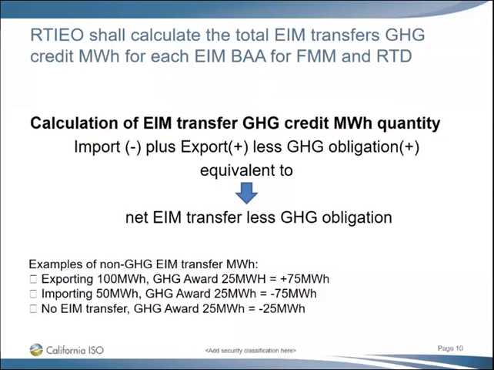So the portion of the EIM transfers that do not correspond to a greenhouse gas compliance obligation under the regulations administered by the California Air Resources Board, or CARB. So that's the EIM transfers GHG credit megawatt.